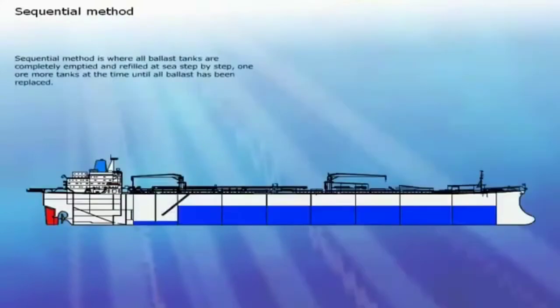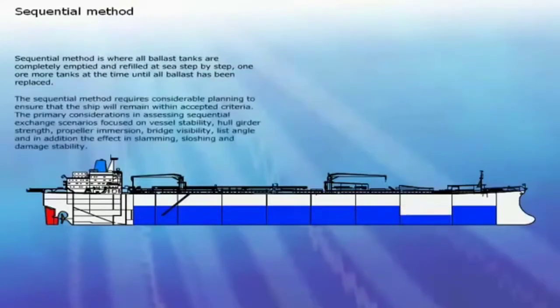Sequential method is where all ballast tanks are completely emptied and refilled at sea, step by step, one or more tanks at a time, until all ballast has been replaced. The sequential method requires considerable planning to ensure that the ship will remain within accepted criteria. The primary considerations in assessing sequential exchange scenarios focus on vessel stability, hull girder strength, propeller immersion, bridge visibility, list angle, and in addition, the effect in slamming, sloshing, and damage stability.